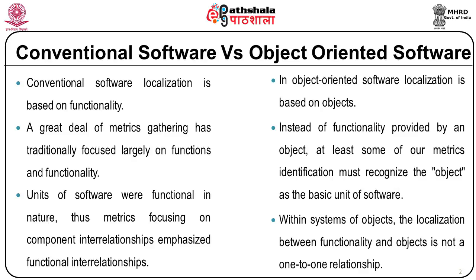Instead of functionality provided by an object, at least some of the metrics identification must recognize the object as the basic unit of software. Within system of objects, the localization between functionality and objects is not a one-to-one relationship.